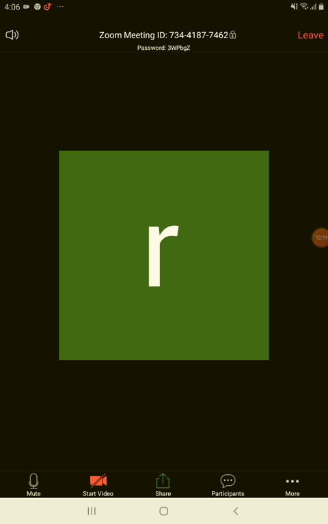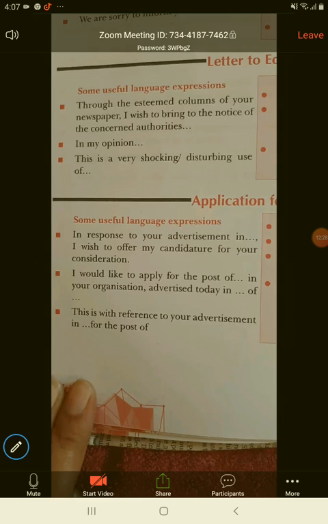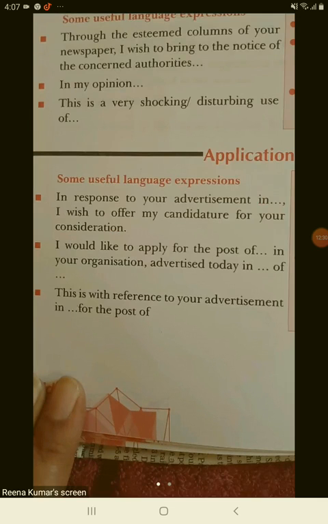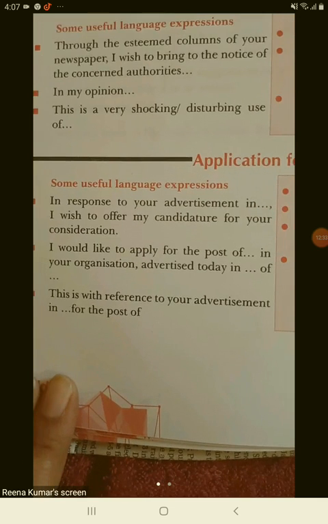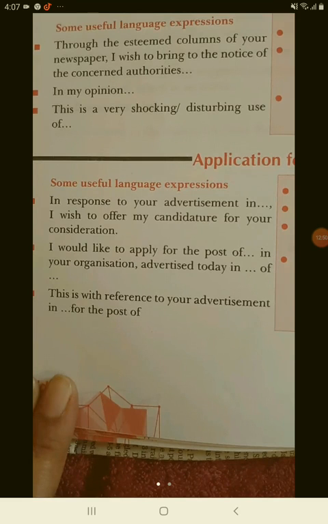All right, now we will look at some common phrases which are used when we are writing a job application. In the cover letter, you can see some useful language. If you have seen an advertisement in the paper and you are responding to it, then in the first paragraph itself you can write that in response to your advertisement in so-and-so, it could be Hindustan Times or the Times of India or any particular newspaper, even an internet application or whatever.